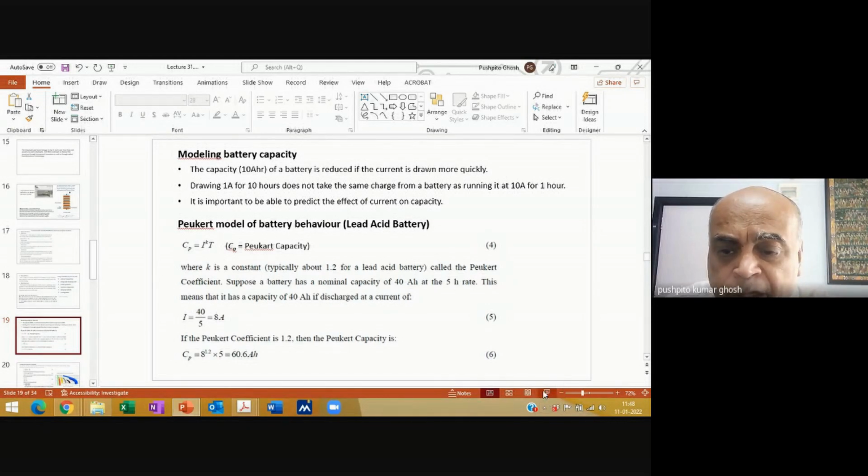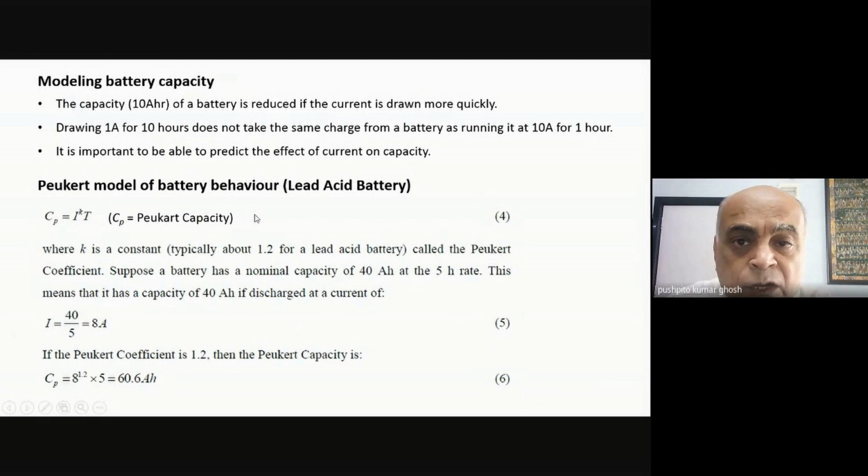For example, suppose I'm operating a battery for 10 hours, and basically the battery is supplying 1 ampere of current. I could also have another case where I'm operating the battery for 1 hour, and I'm actually taking 10 ampere of current. The question is, we think that the two would be identical, right? Because the total amount is 10 ampere hour, but that's not the case.